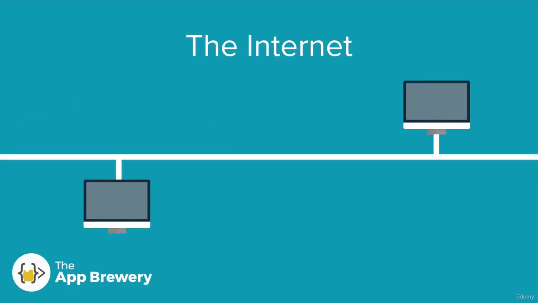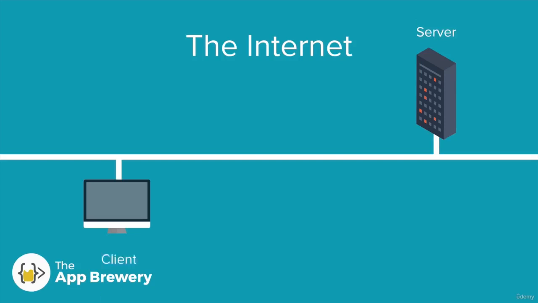Now, some of these computers attached to the internet have a very special job. They have to be online 24/7, ready to serve you all of the data and the files that you are requesting when you try to access websites. And the computers that are doing that job, we would call a server. And the computers that any user would use to access the internet are called a client.